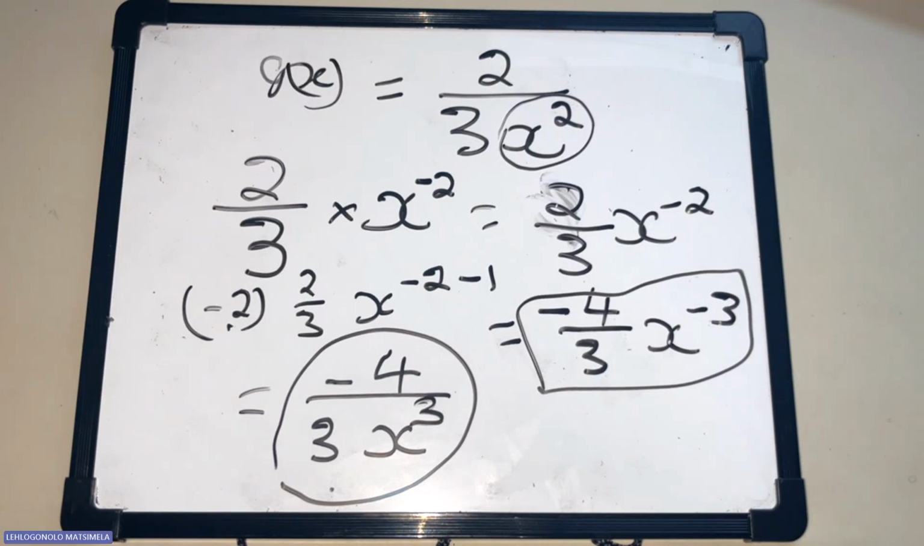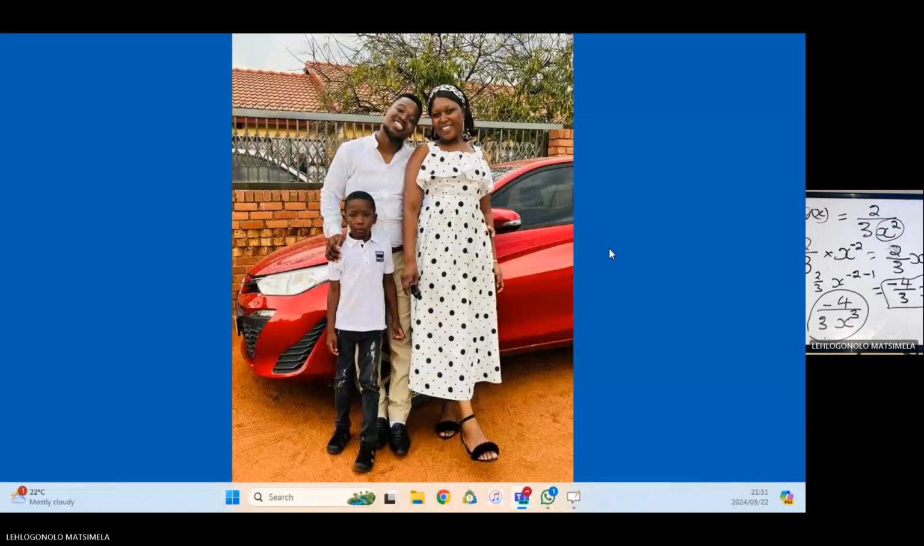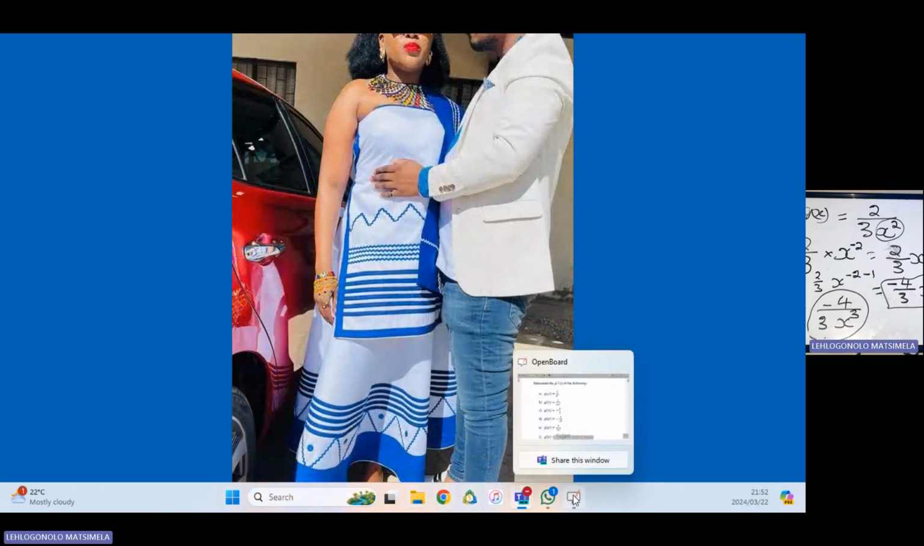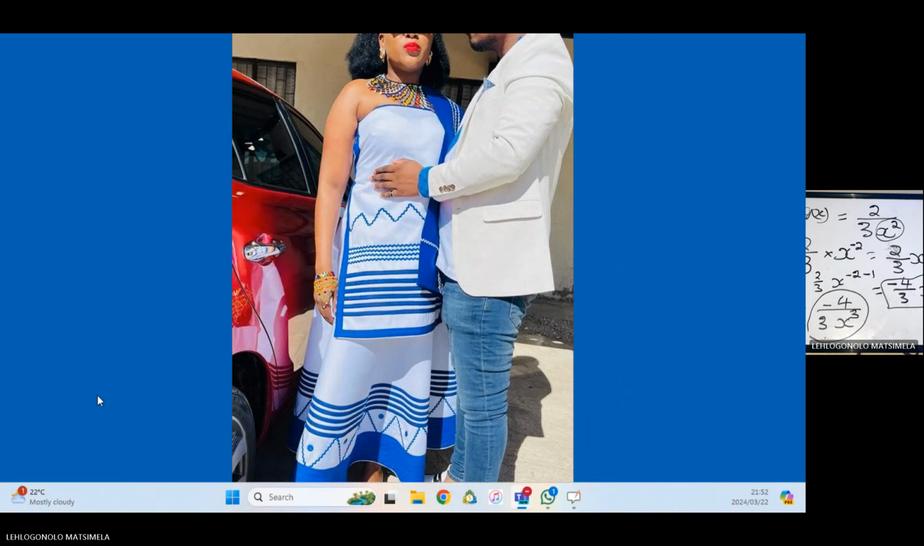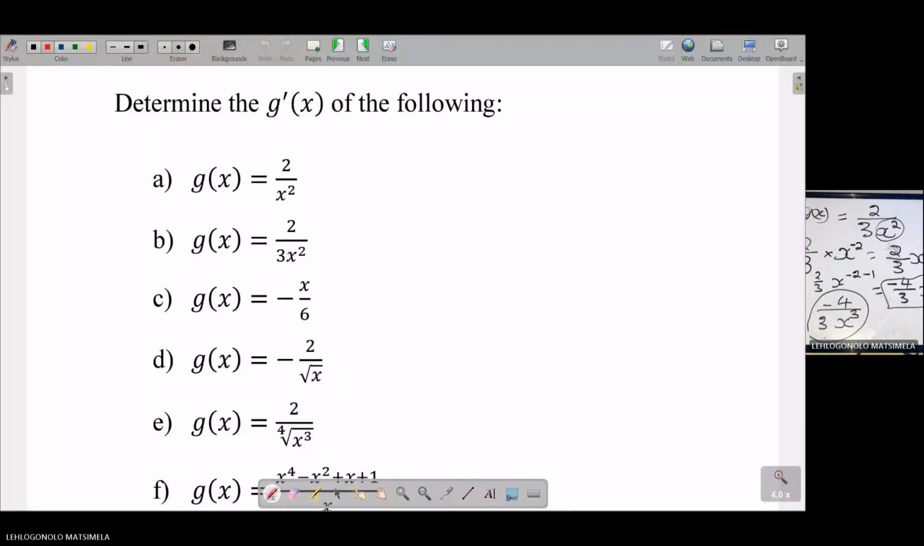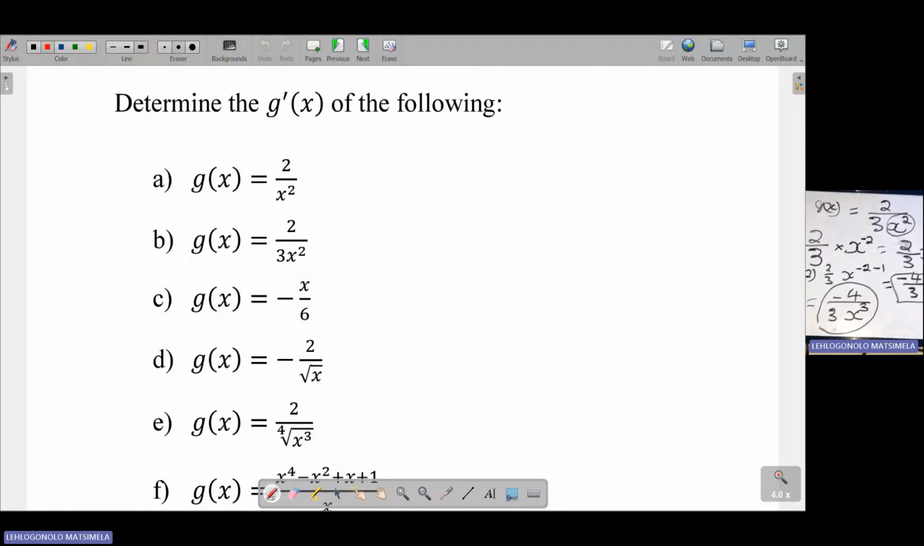Okay, good. Let's look at the next one. It's still the fraction, but this fraction is in another form. Okay, oh sorry, I'm showing you the wrong screen here. Sorry about that one. I mean to share this one. Yeah, good.